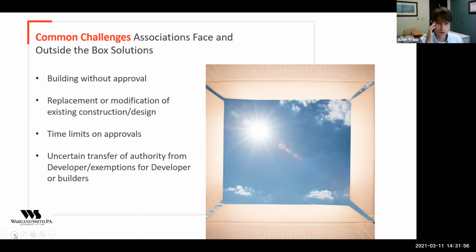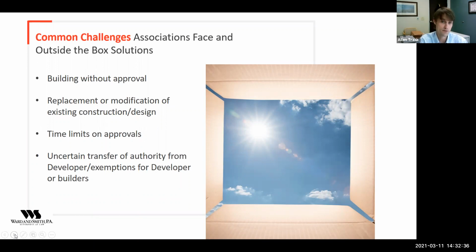Time limits on approvals. These are really something I never like to see in a document. So these are the covenants that require, say, an ARC to respond with an approval or denial or a request for a modification of the application within 30 days. Oftentimes that deadline is missed. We see it all the time. And when it is missed, it means approval. Most of what we see, if that deadline gets missed, it means approval.